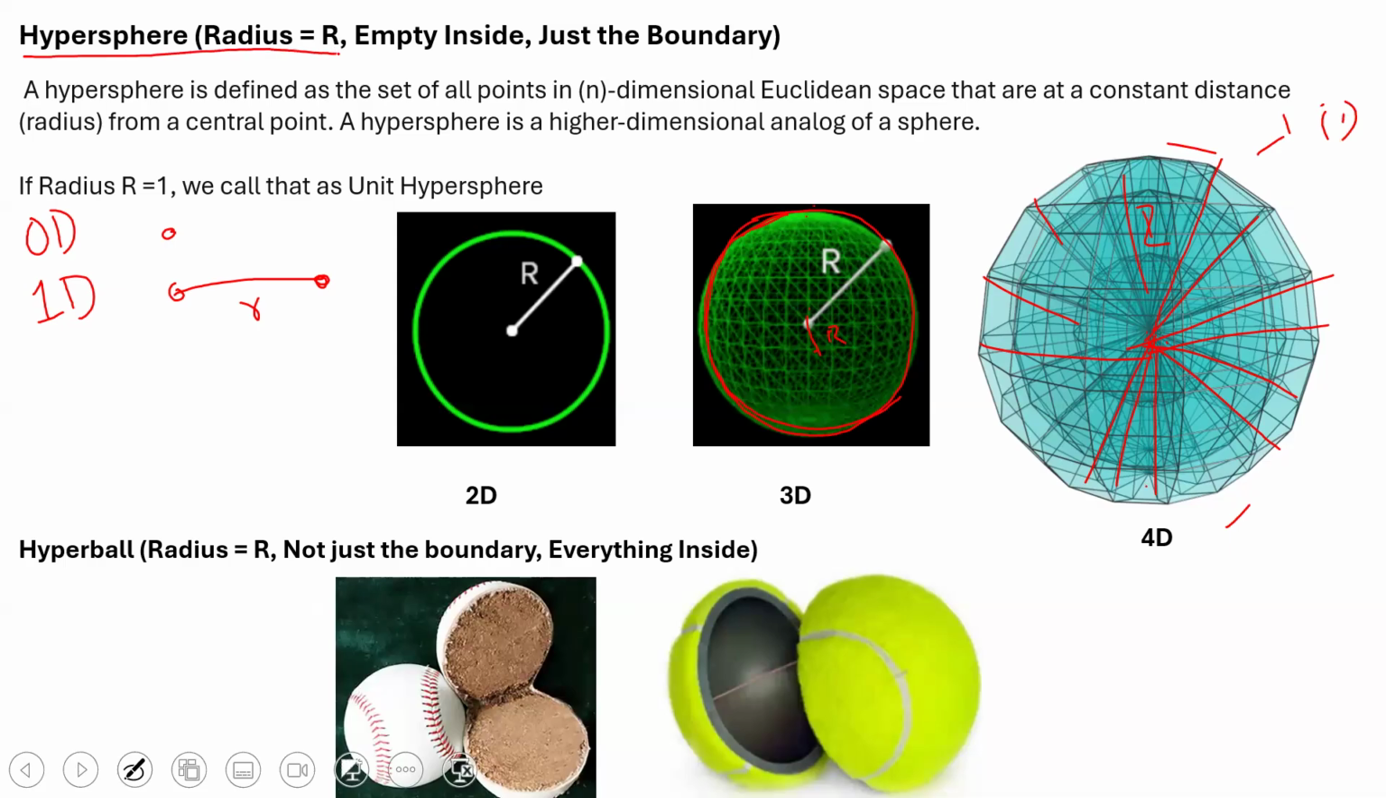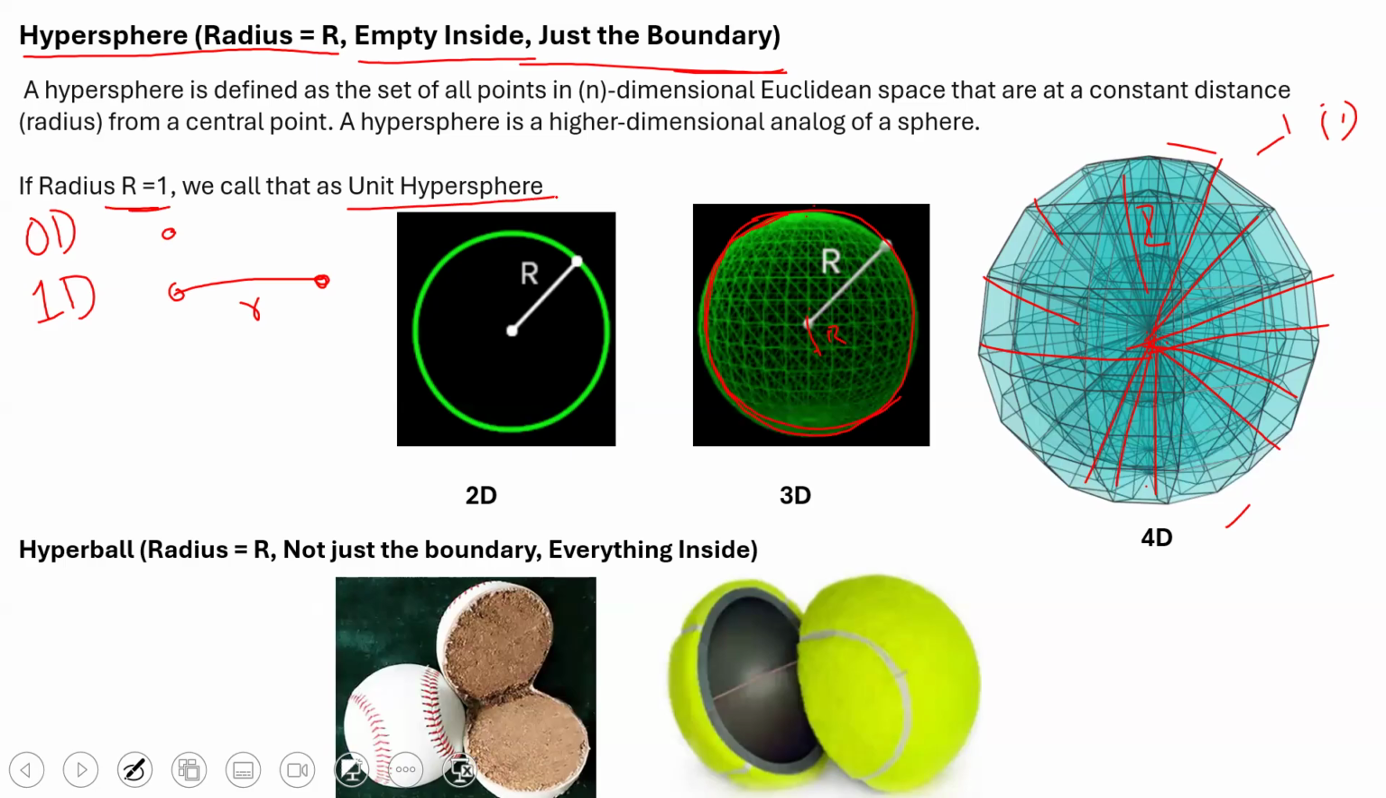A hypersphere with radius r is empty inside. So the points inside this don't form the hypersphere, just the boundary, because we are bothered only about the points which are at equal distance from the center. Okay. When the radius is one, we call that a unit hypersphere. So that is what a hypersphere actually means.